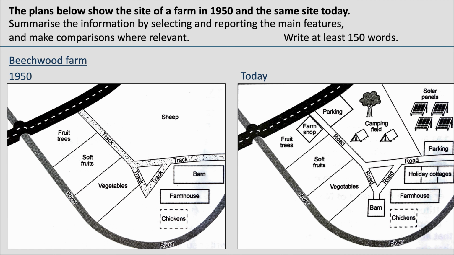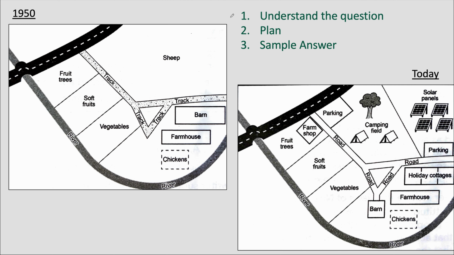We are working on these IELTS Academic Writing Task 1 maps from Cambridge IELTS Book 20. In this video, we'll divide the task into 3 clear parts. First, understanding the question. Second, planning the answer. And finally, a complete sample answer.